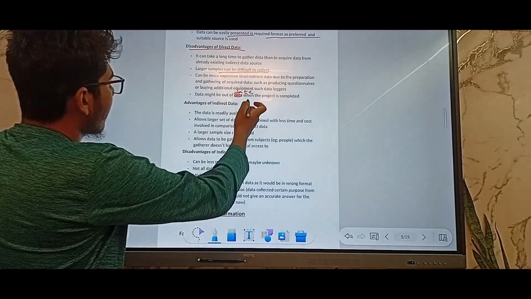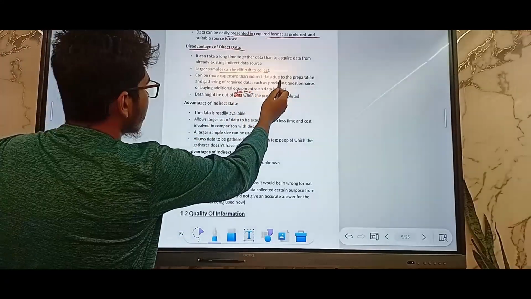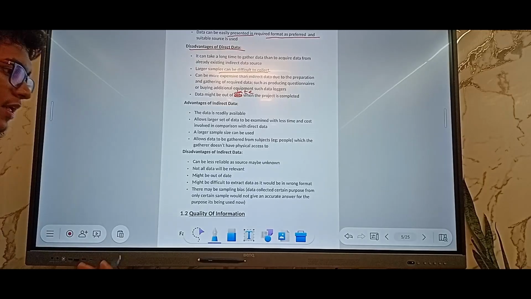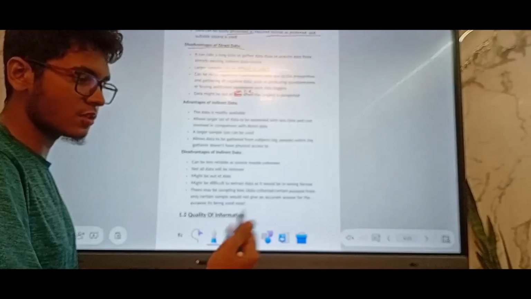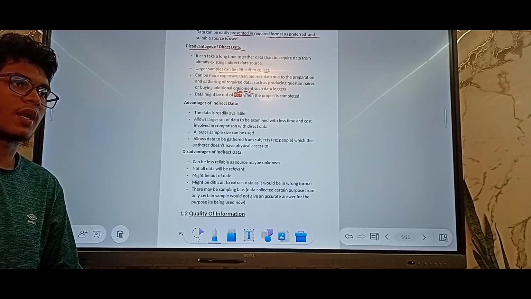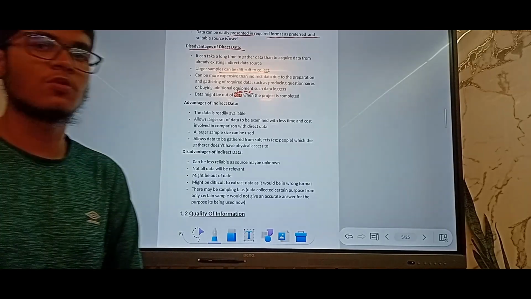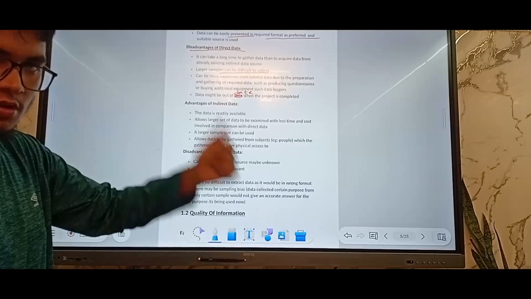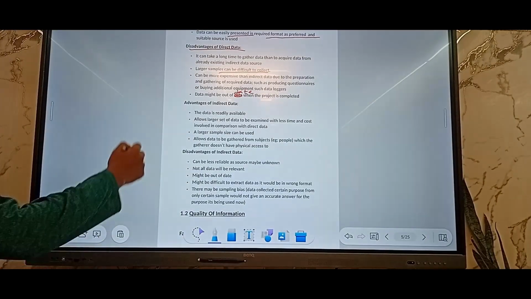And then it can be more expensive than indirect data due to preparation. Another point is that you may have to travel from place to place. Let's say you live in Bangladesh and you want to collect data from Nepal. You're going to have to fly to Nepal. So this is going to be an issue. It's going to be costly.